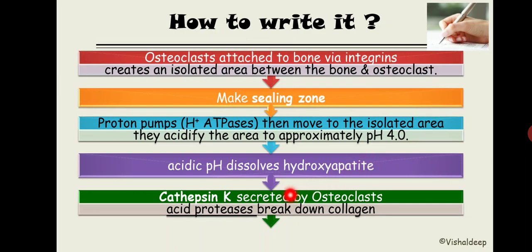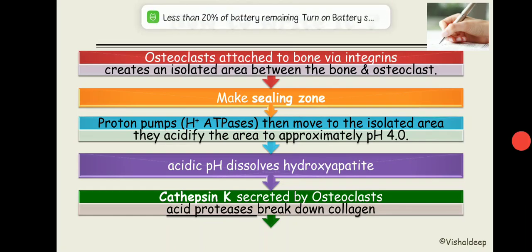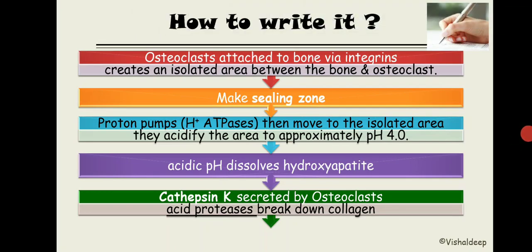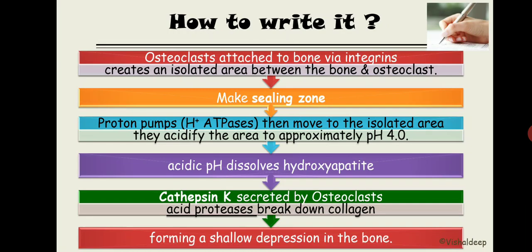Now here is the thing: once cathepsin K breaks down the collagen, a breakdown product is produced. The name of that breakdown product is pyridinoline, right? Let me repeat one more time. The breakdown product is pyridinoline. That pyridinoline is measured in urine as an index of the rate of bone resorption. I have not mentioned that in this slide, but you can write it down somewhere. The breakdown product of collagen is pyridinoline. Let me give you the spelling: pyridinoline, right? And by breakdown of the organic and inorganic components, they form a shallow depression in the bone.